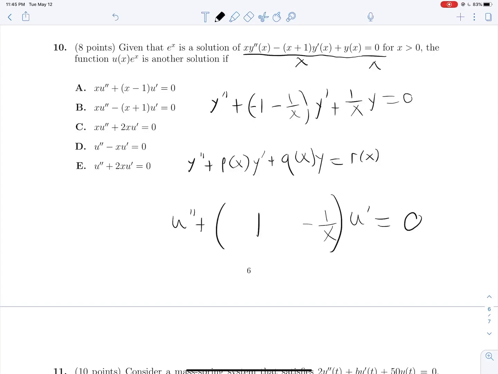But the thing is, look at our answer choices. It's not there. They went the one extra step to try to confuse us even more, and all we have to do is multiply everything by x. And that gives us, if I remove that thing right there, exactly A. x times u double prime plus x minus 1 times u prime is equal to 0.